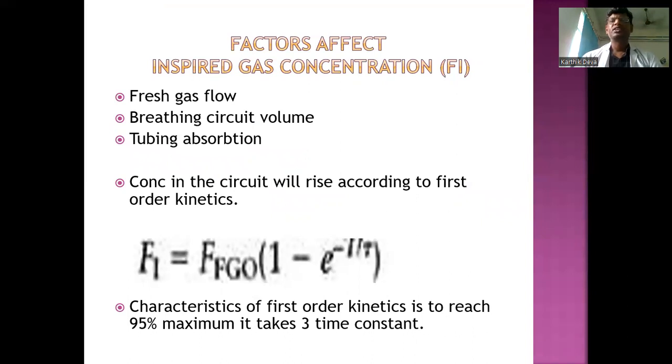Factors affecting inspired gas concentration, that is FI, are mainly fresh gas flow, breathing circuit volume, and breathing circuit absorption of the inhalation agents. Concentration in the circuit will rise according to first order kinetics. So FI is equal to fraction of fresh gas flow into 1 minus e to the power of minus t by tau. Characteristic of first order kinetics is that it reaches 95% of maximum when it takes 3 time constants.